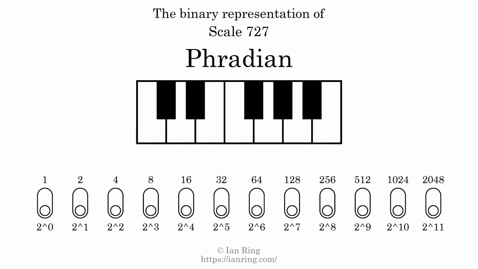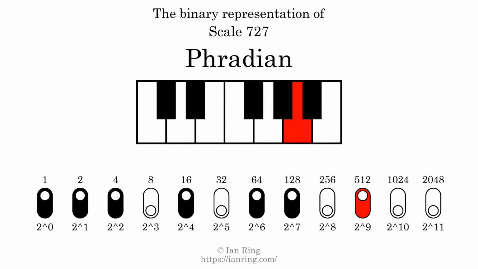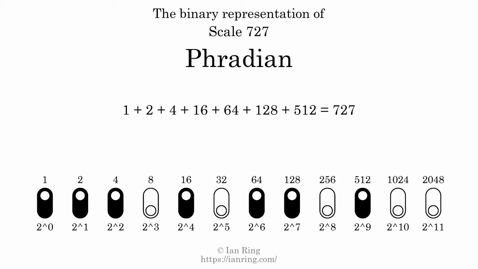The binary representation of this scale is determined by mapping tones of the scale to binary digits. Each binary digit represents a power of 2. To get the scale number, we add the powers of 2 together. The powers of 2 that are present in the scale, all added together, equals 727. That is why the scale number, in decimal, is 727.